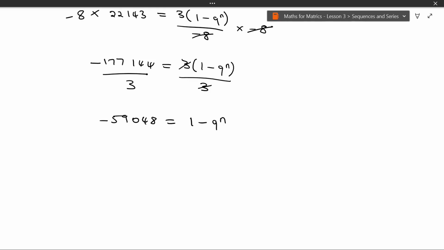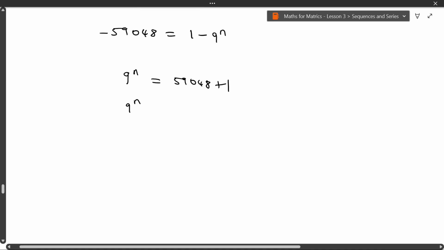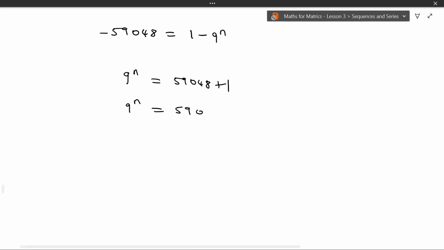Now, let's move minus 9 to the power of n to the left, and minus 59,048 to the right. Doing that changes their signs. And we are left with 9 to the power n is equal to 59,048 plus 1. 59,048 plus 1 is equal to 59,049.